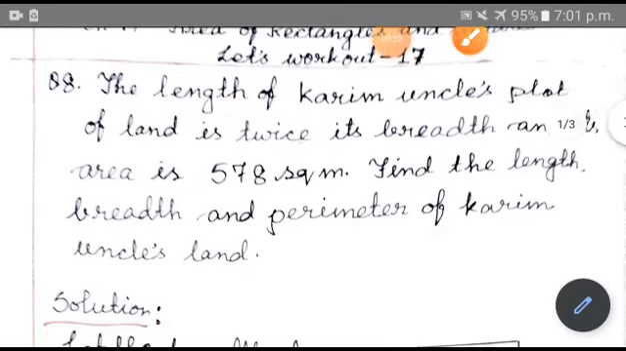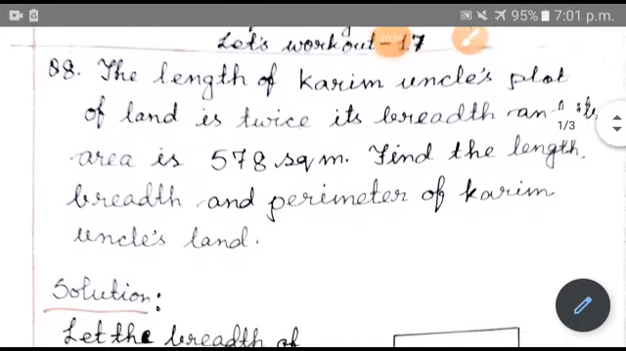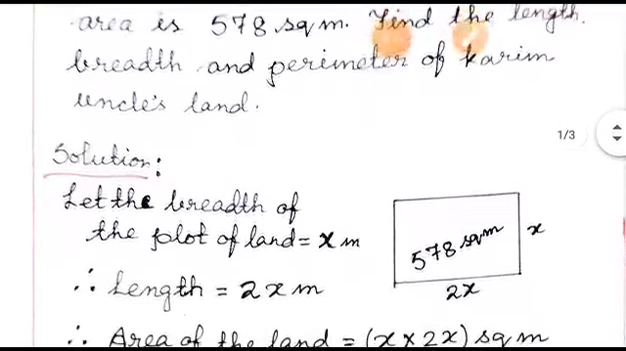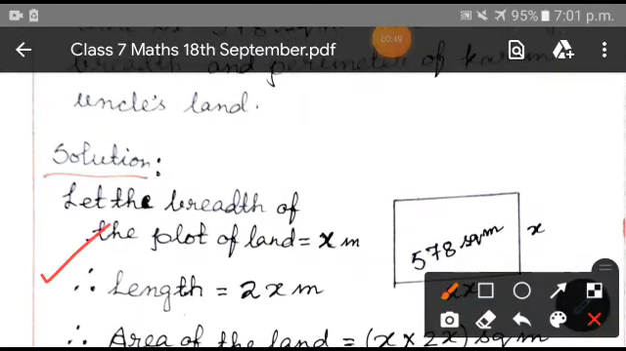Here the length is dependent on the breadth, that is why we are going to consider the breadth as x. So in the solution it is written, let the breadth of the plot of land be x meter. So the length as per the given question is twice of the breadth, which is equal to 2x meter.